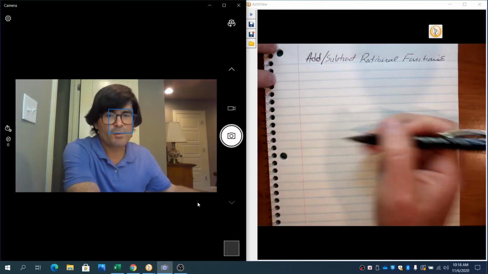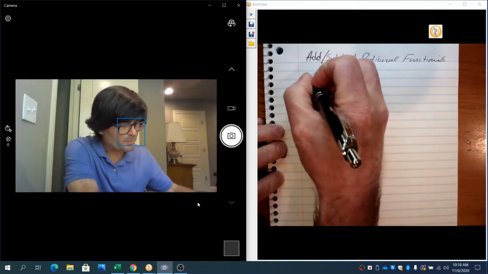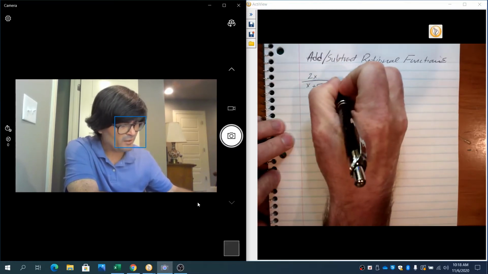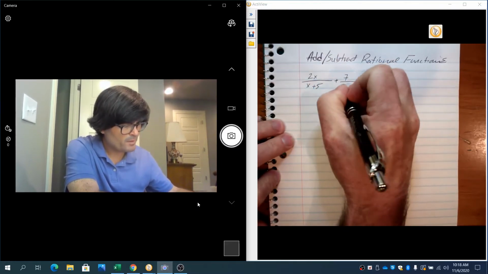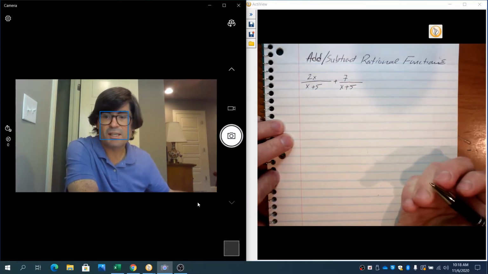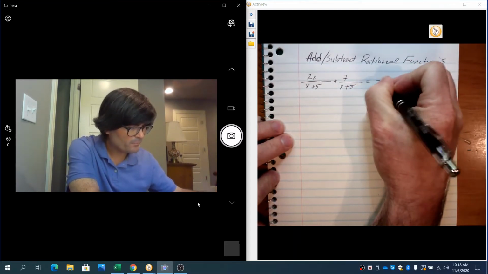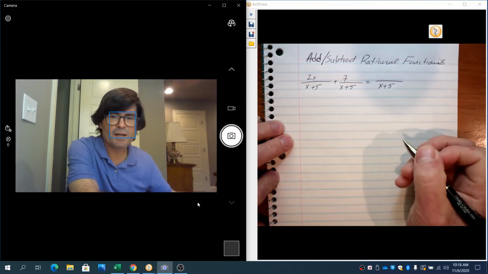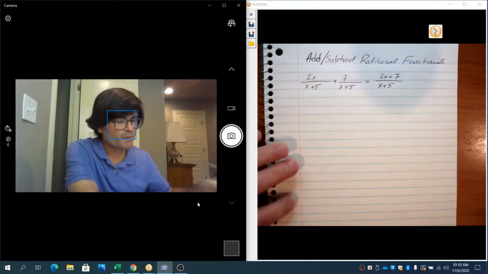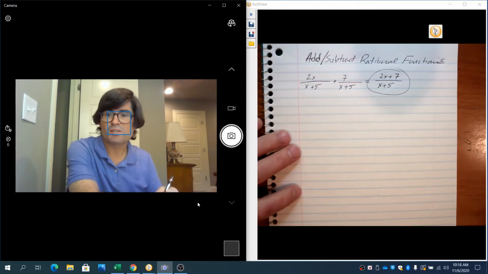So just the most basic kind of rational expression that you could add is perhaps something like this: 2x over x plus 5 plus 7 over x plus 5. And these are just like any other kind of fractions. You need a common denominator. We have that. So the bottom is x plus 5. And then the top is simply 2x plus 7. That is just an example of adding two rational expressions.